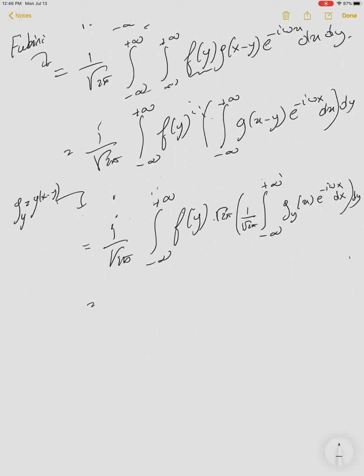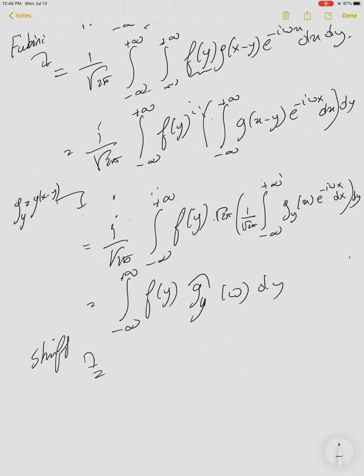So the square root of 2 pi and square root of 2 pi cancel out, so it's minus infinity to plus infinity f of y g sub y hat of omega dy. But what is the Fourier transform of the shift property? So this is equal to minus infinity to positive infinity f of y times g hat of omega e to the minus i omega y. Your tau here is y, dy.